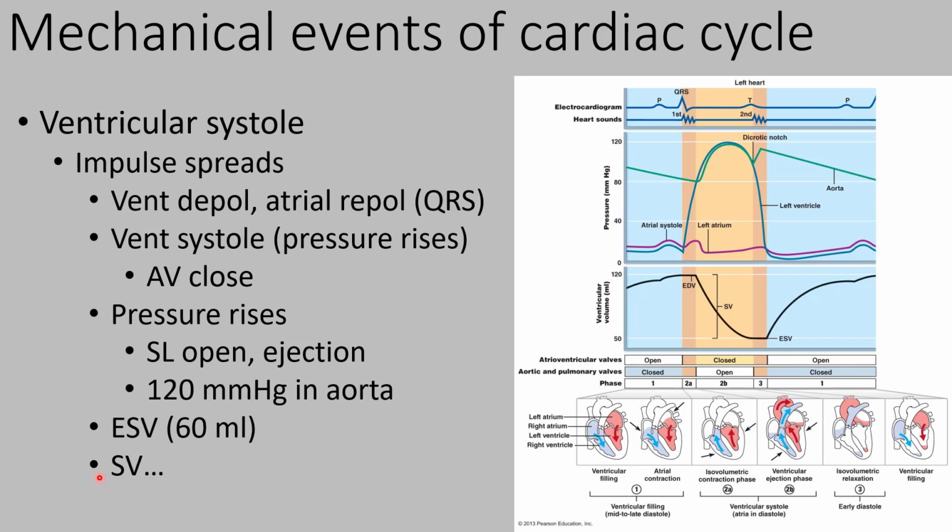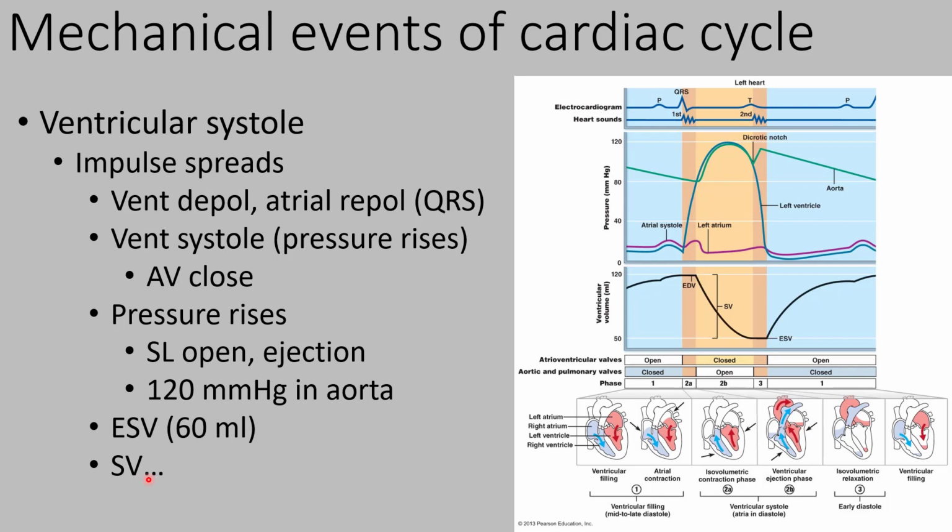And that is called the stroke volume. Stroke volume is how much blood was ejected from the ventricle in a beat. So let's say that in a more proper way. Stroke volume is the volume of blood ejected from a ventricle in one heartbeat.